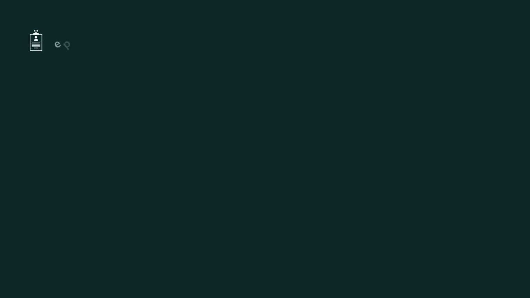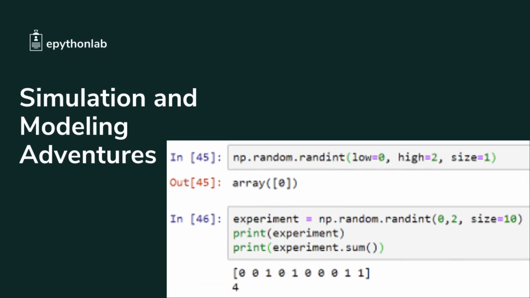NumPy is valuable for simulating and modeling complex systems. It allows scientists and researchers to implement mathematical models and simulate various scenarios.